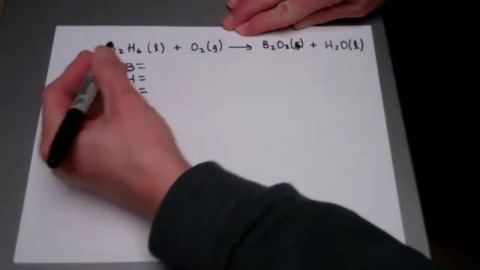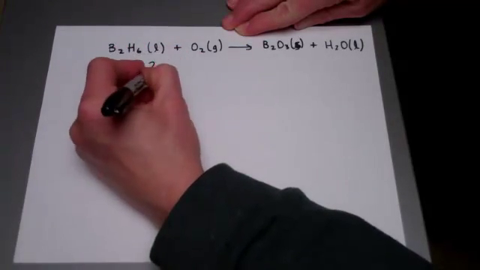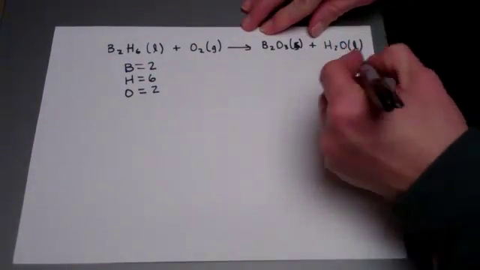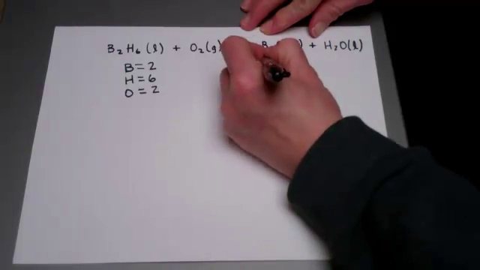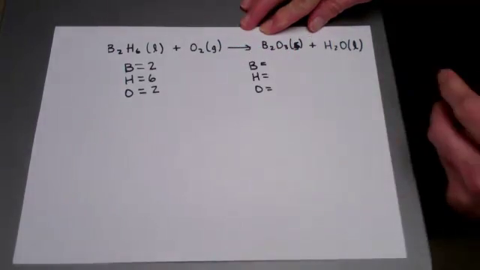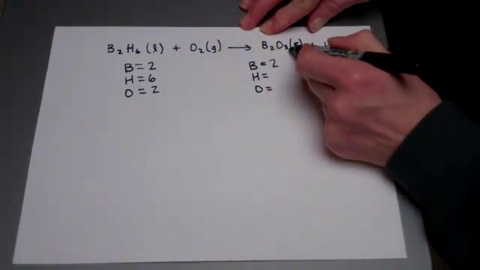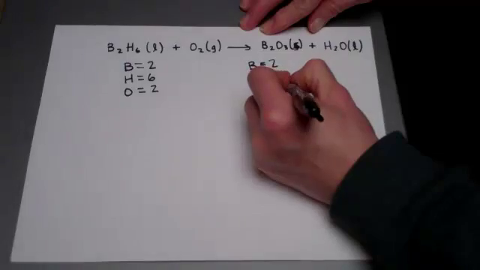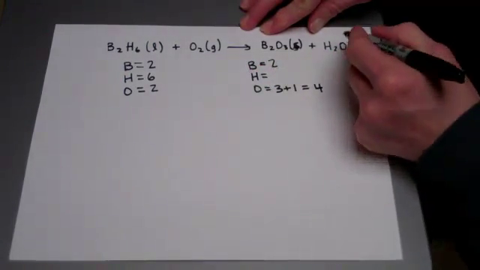So on this side we've got 2 borons, 6 hydrogens, and 2 oxygens. How about this side over here? We have the same atoms on this side. We've got 2 borons, so these are matching so far. But we've got 3 oxygen right here. However, there's 1 more over here, so we've got 4 oxygen total. And we've got 2 hydrogen.